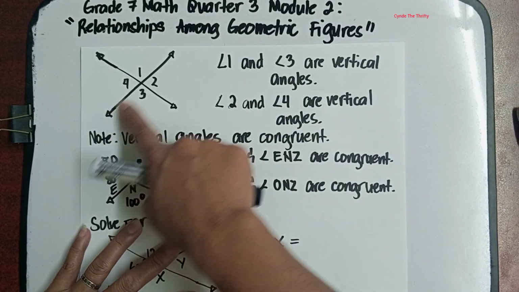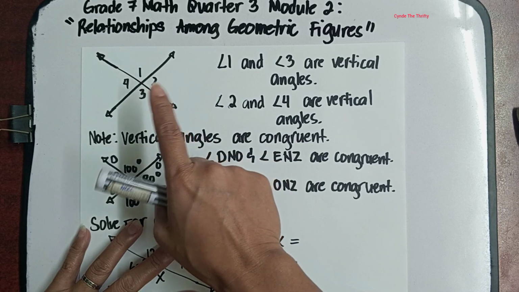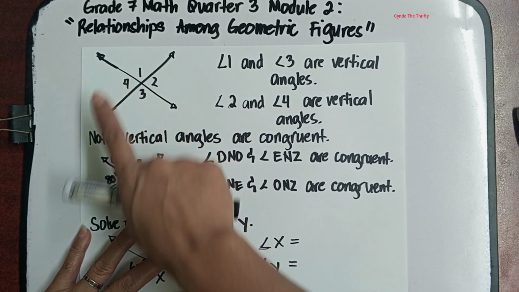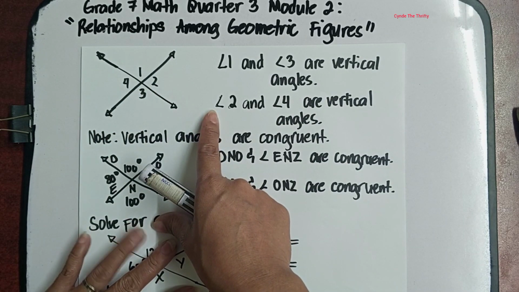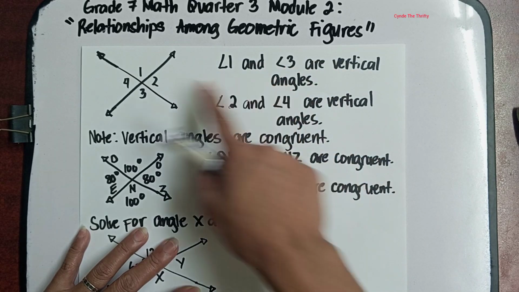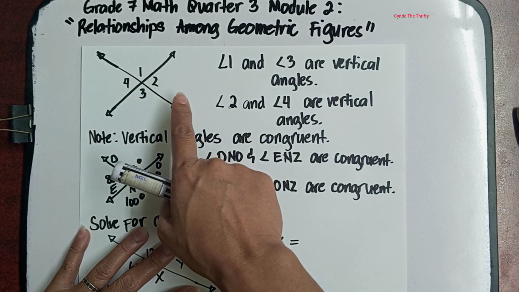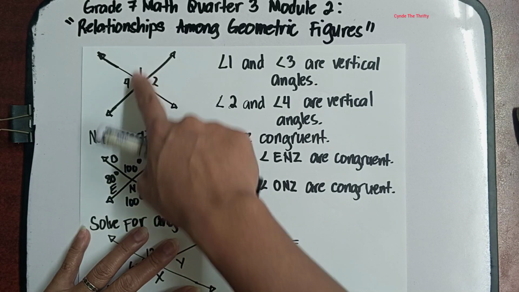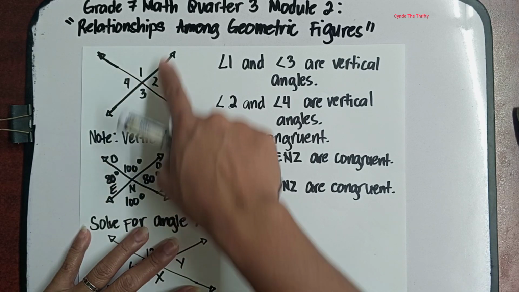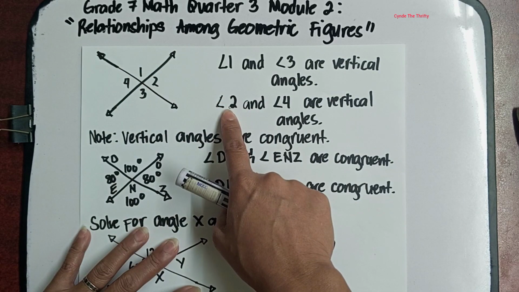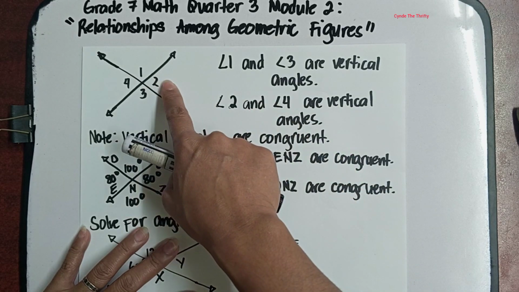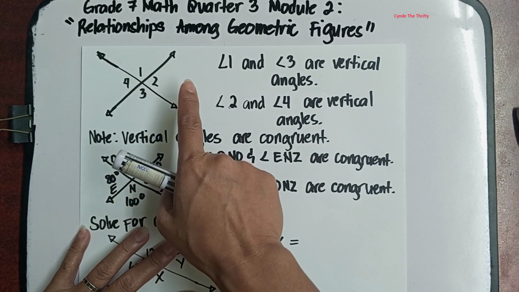Example, meron tayong dalawang line dito na nag-intersect. Okay, so meron tayong angle 1, angle 2, angle 3, at angle 4. So ano ang ibig sabihin ng vertical angles? Angle 1 and angle 3 are vertical angles, kasi hindi sila magkatabi. Non-adjacent sila na angle formed by two intersecting lines. And then angle 2 and angle 4 are vertical angles.